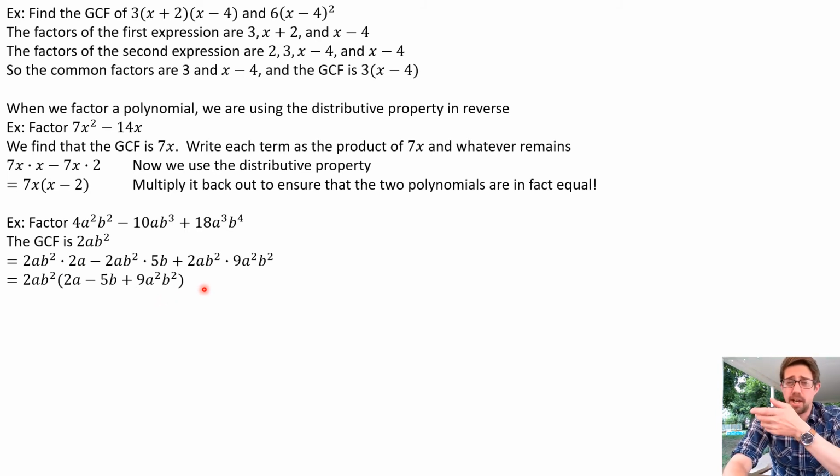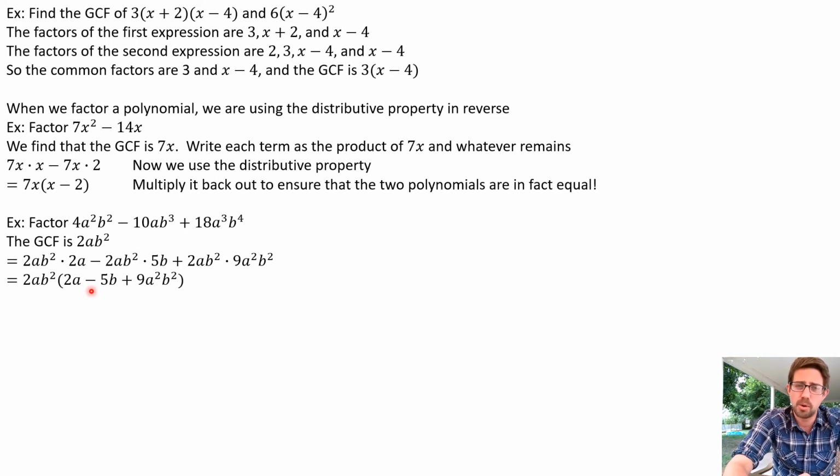So a couple things to check, like if this still seems new and iffy, just multiply this whole thing back out. Do it. I want you to do it. And then you'll see once you multiply it out and combine like terms, right, you just have what you started with. This is just what we call it in its fully factored form.